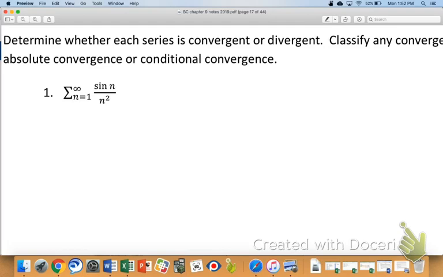So check this out. I look at this and I can see that some of the terms are going to have some positives and negatives. They're going to go all over the place. So what I do is this. This series right here, if I absolute value it, what does that do? Let's think this over.